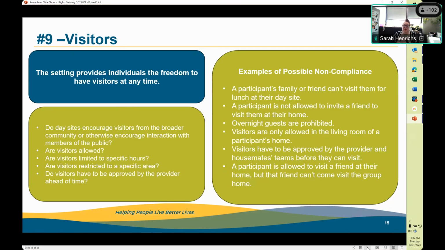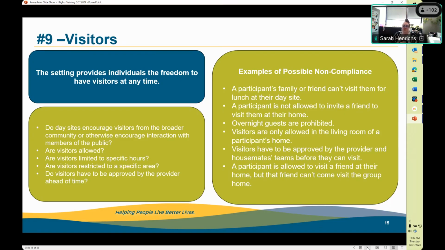And some examples of non-compliance could be if the participant's family or friend can't visit them for lunch at their day site, if a participant isn't allowed to invite a friend to visit them at their home, if a provider had a policy that overnight guests are prohibited, that would certainly be non-compliant with the final settings rule. If visitors were only allowed in the living room of a participant's home and weren't allowed to spend time in their bedroom with them or other areas.